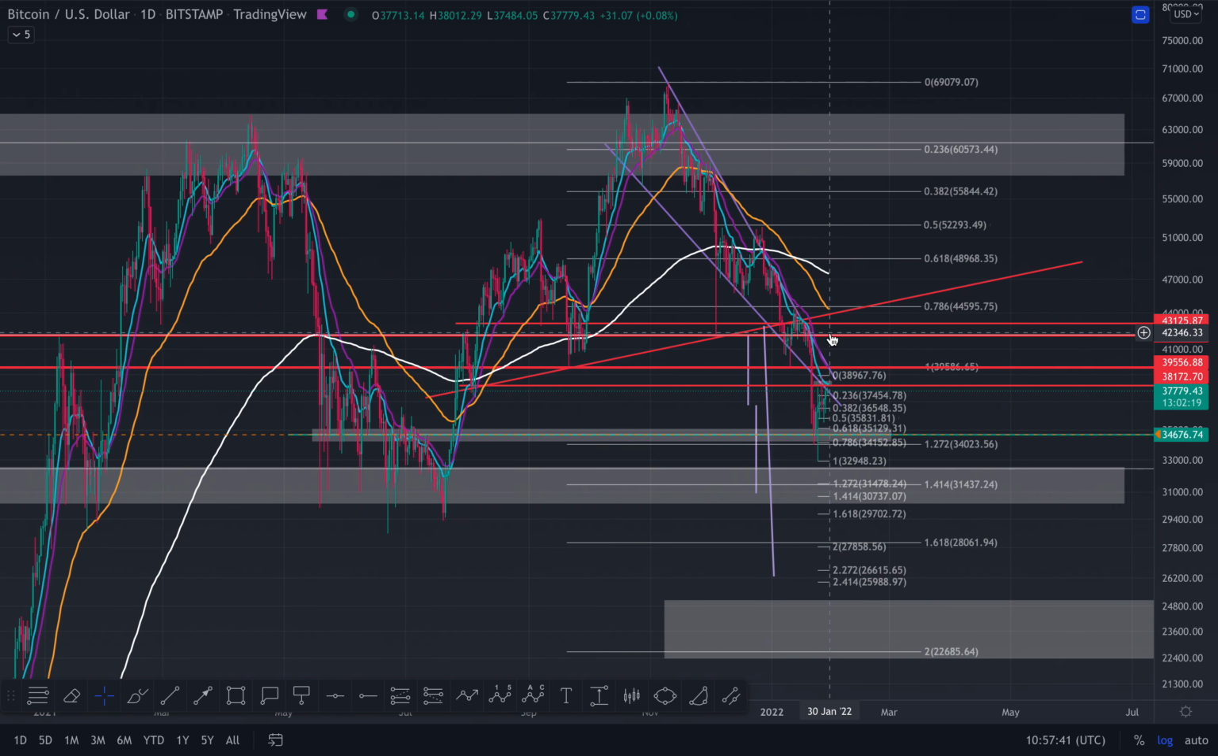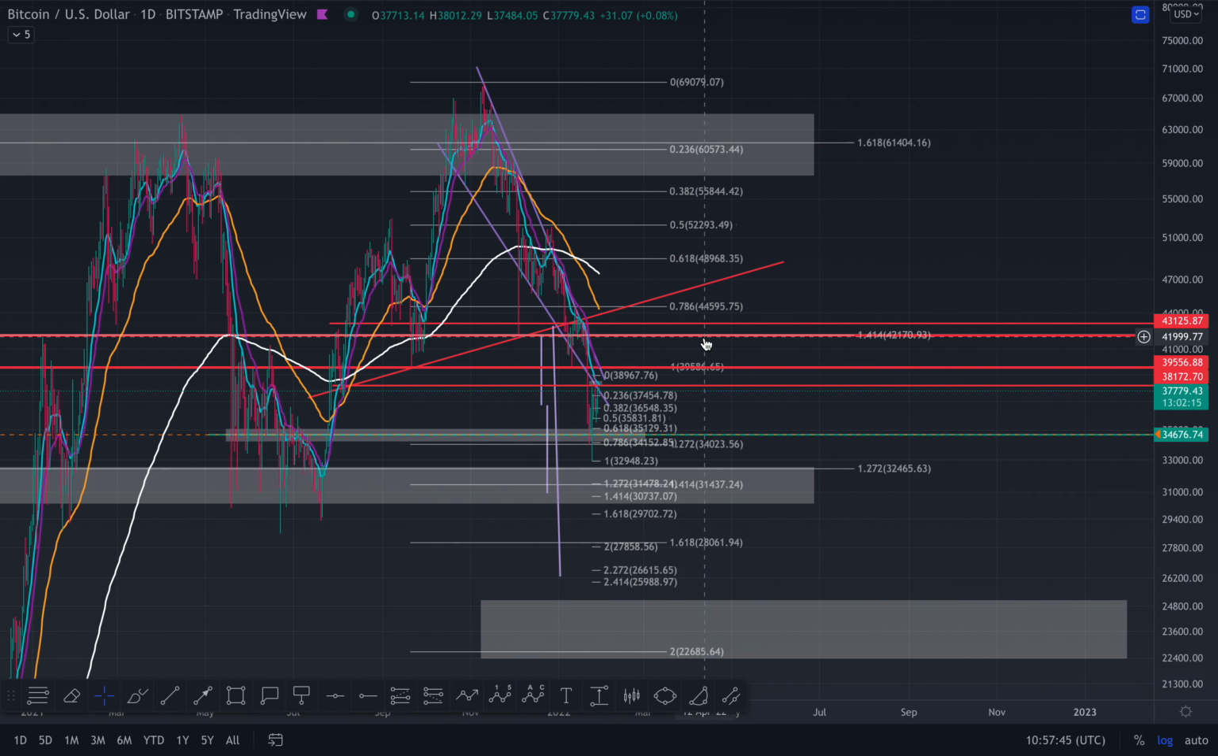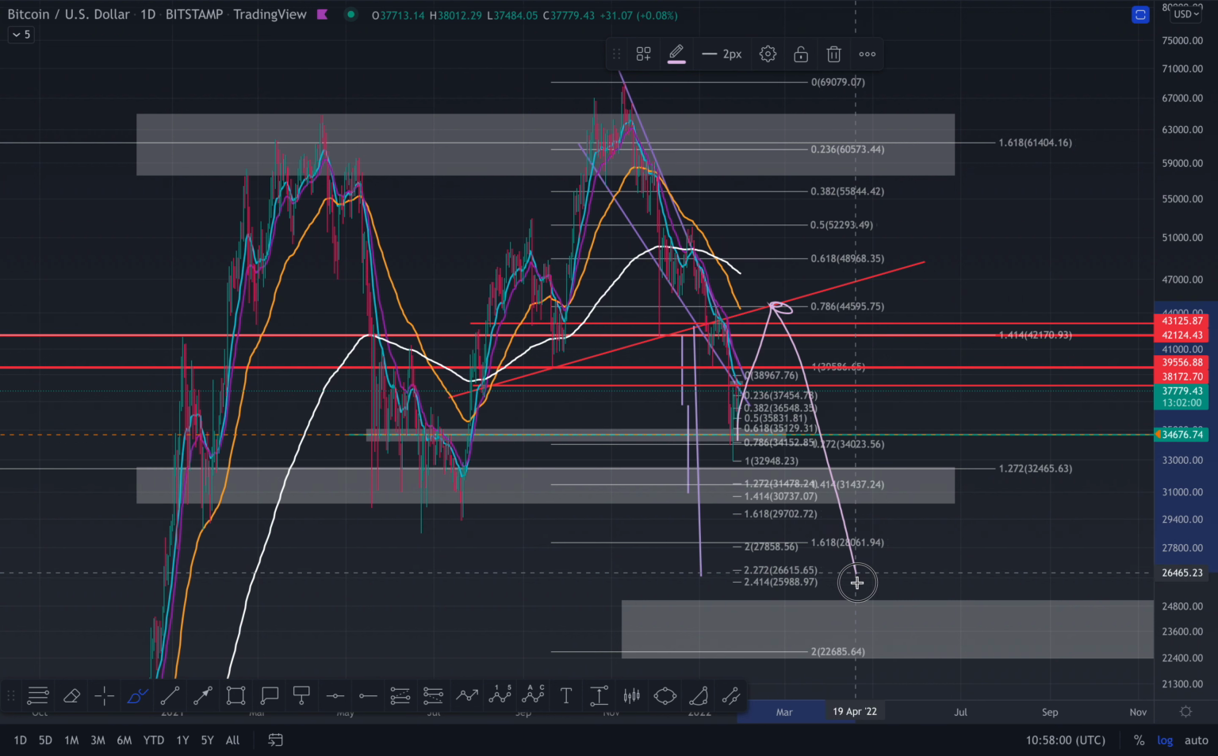So technically speaking, you know how we've been saying 42k because it is the 1414. Well, actually, it could be until 40. Let's say you come up to here on the 18th of March, it takes you a while to get up here. Well, you'd need to get above 45k, because all you could be doing now, if we do come up, is just getting a retest of this for continuation down.